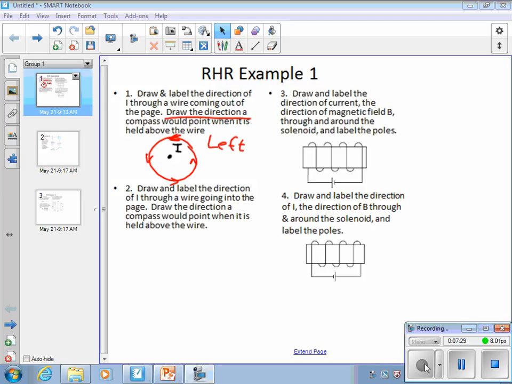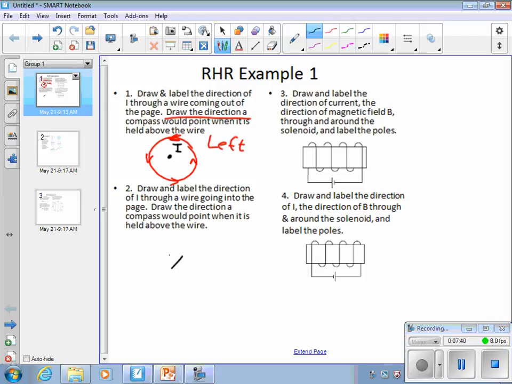Okay, so number 2. How do I draw this? The wire is going into the page, so what do I draw? An X. Okay, and that is the current. I guess I can label this magnetic field. Okay, and what do I do here? Get out my right hand and I point my thumb in what direction? Into the page, or in your case, downward into the table. In my case, it's into the board.